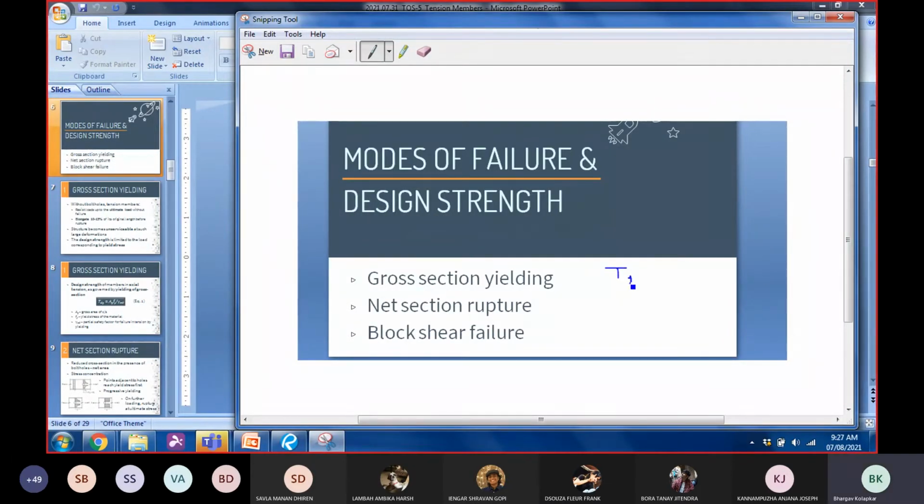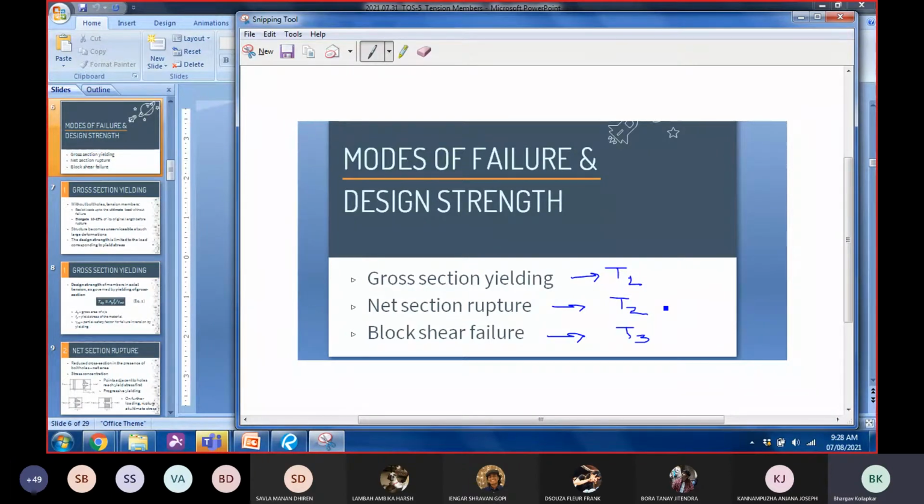So let us say the force at which this fails is T1, the force at which it fails by net section rupture is T2, and the force at which the block shear failure occurs is T3. We'll get into what these terms mean later, but just to give you a glimpse of what we're trying to do here. Now we have three values of forces.